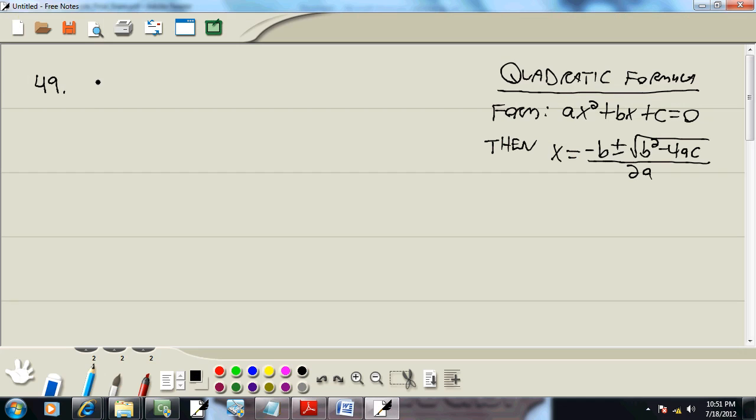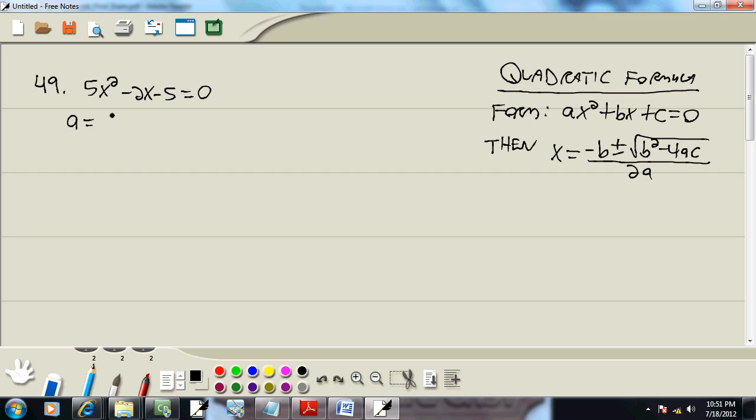So 49, we have 5x squared minus 2x minus 5 equal to 0. Now we have 0 on the right side, so that's a good first step. We then need to identify our a, b, and c.